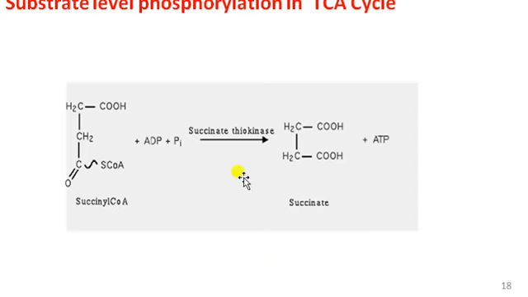These are a few examples. Succinyl coenzyme A forms succinate. Here also ATP is formed. So this comes under the Krebs cycle.